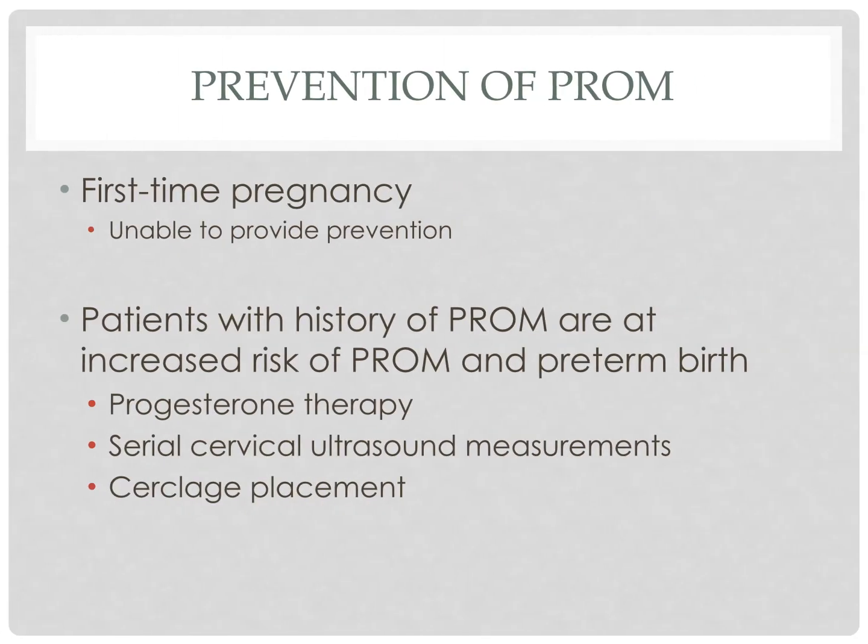There is no way we can prevent PROM from occurring in women during their first pregnancies. However, in those with a history of PROM, progesterone therapy can be used to lessen the risk of subsequent preterm birth. Also, these women can undergo serial sonographic measurements to assess cervical length and possible placement of cerclage to reduce the risk of recurrent preterm membrane rupture.